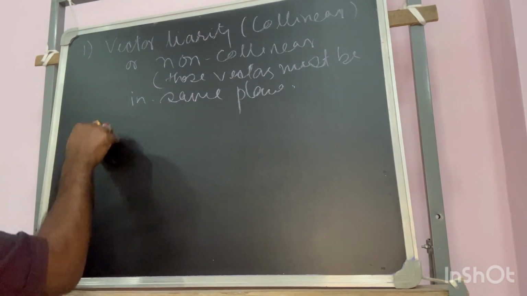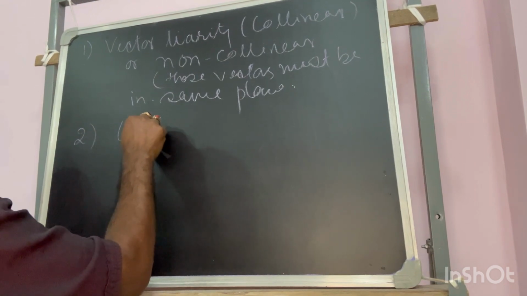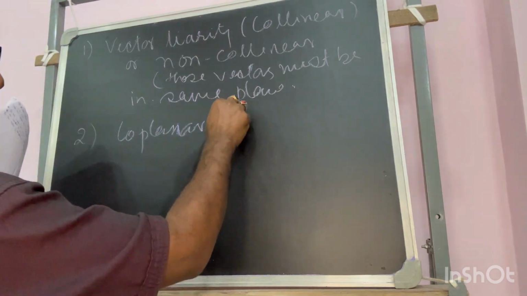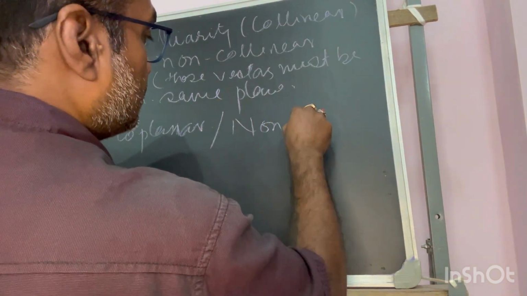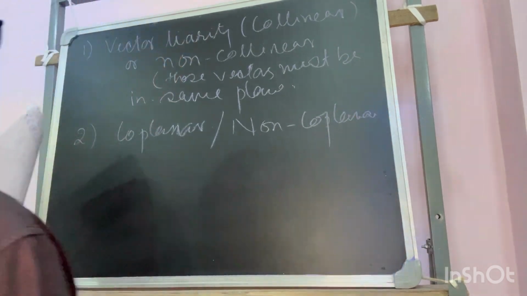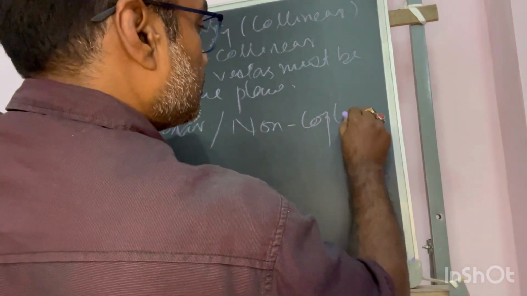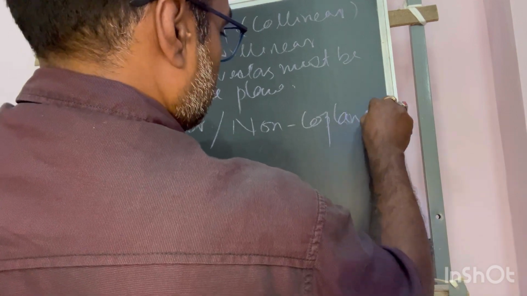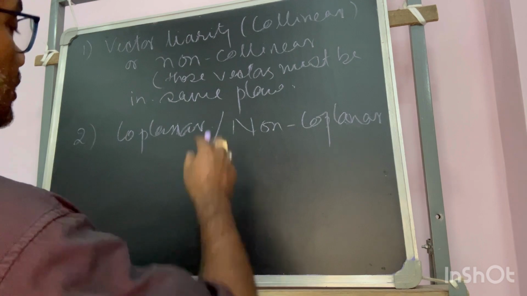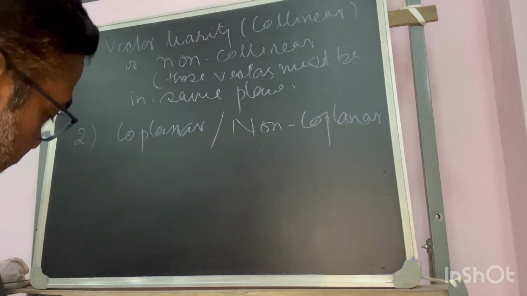Second one is coplanar, or if they are not coplanar. So these are the topics that have to be discussed. We have already started the vector linearity.